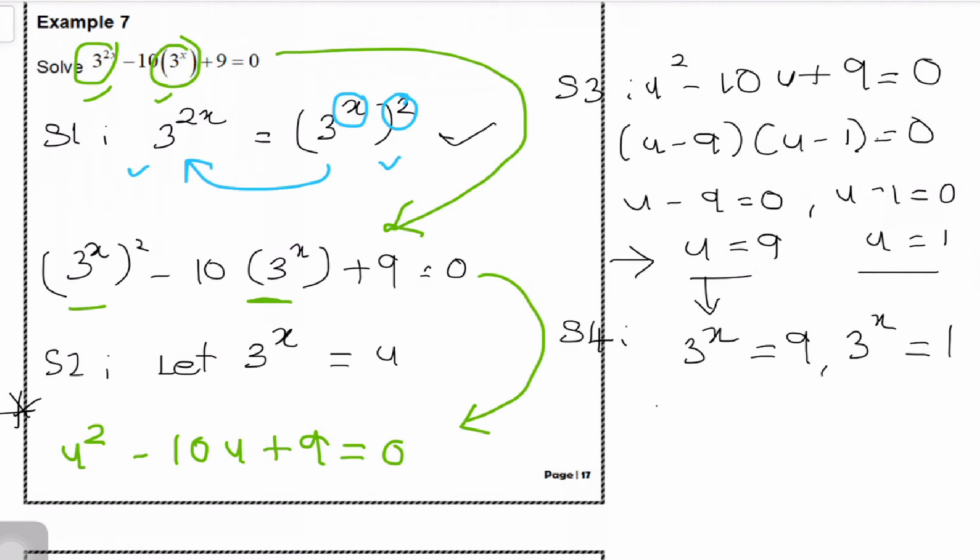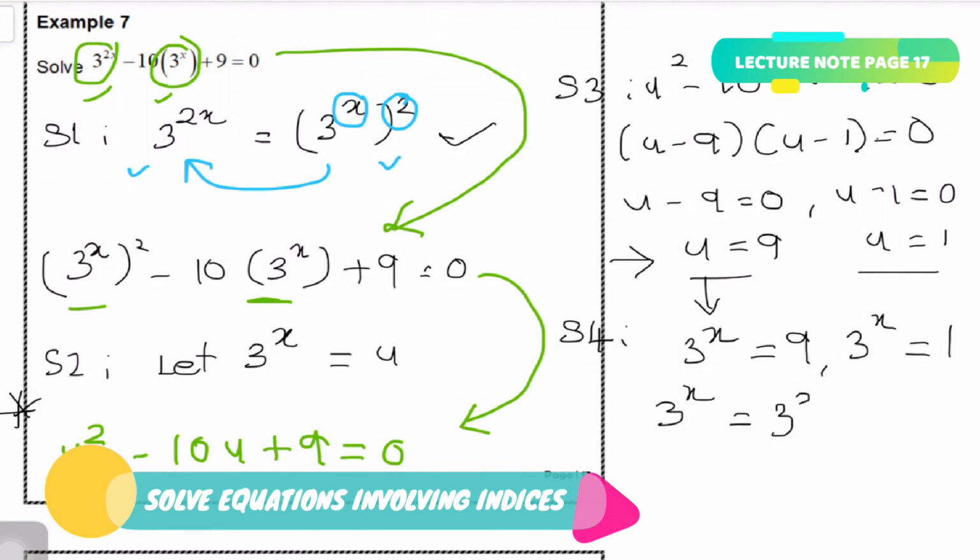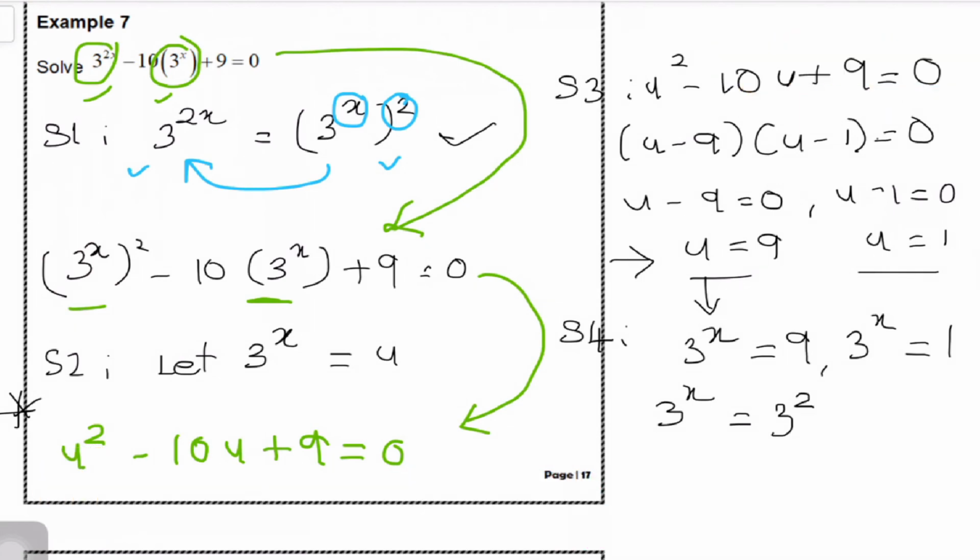Okay, in order to find the value of x, you need to use the comparing indices technique. So you need to figure out 3 to the power of what number in order to get 9. So you can use your calculator. So if you press 3 to the power of 2, it is actually equal to 9. So by comparing the indices here, you will get x is actually equal to 2.